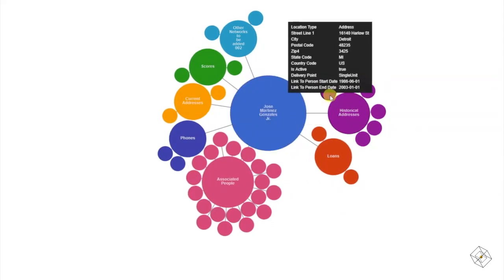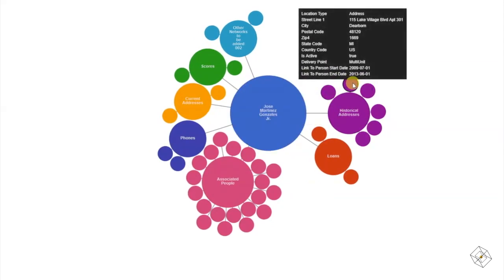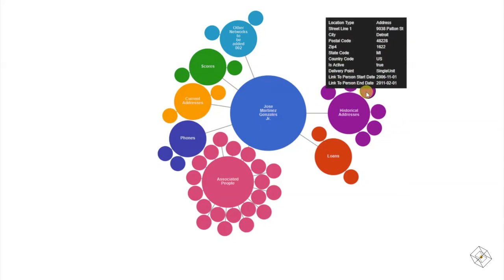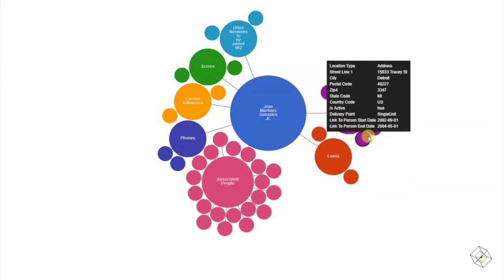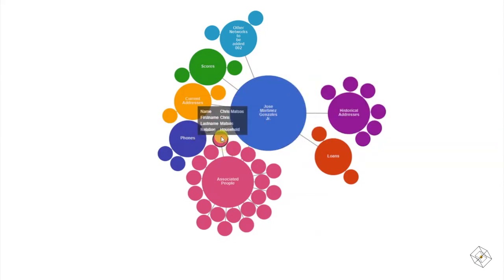Historical addresses. Associated people. Phones whose account is in the borrower's name. Current addresses, in this case 2 addresses.